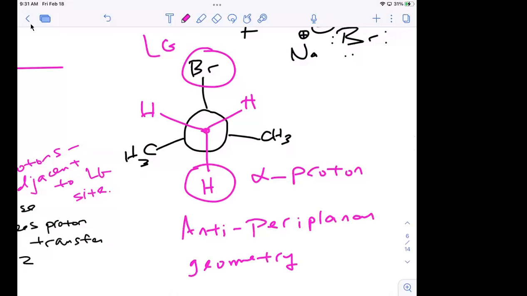It's really a function of how the orbitals overlap, and the CH bond has to overlap with the CBr bond in a specific way so that those electrons can be donated to kick out the leaving group. All right. Any questions so far?